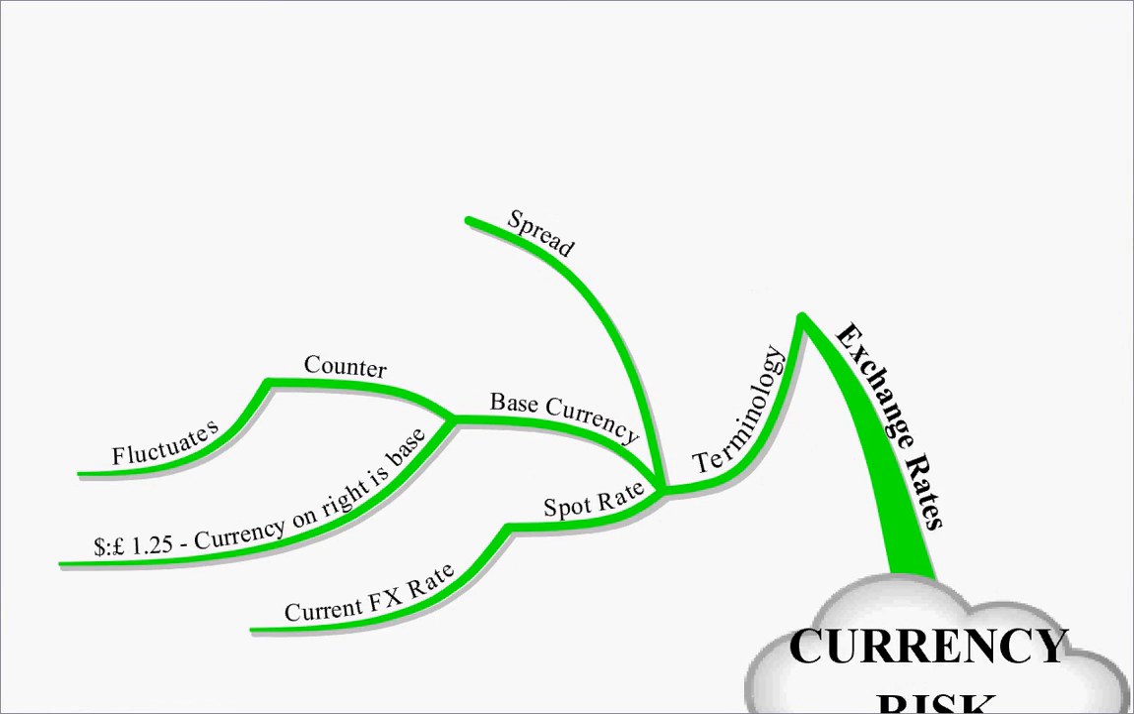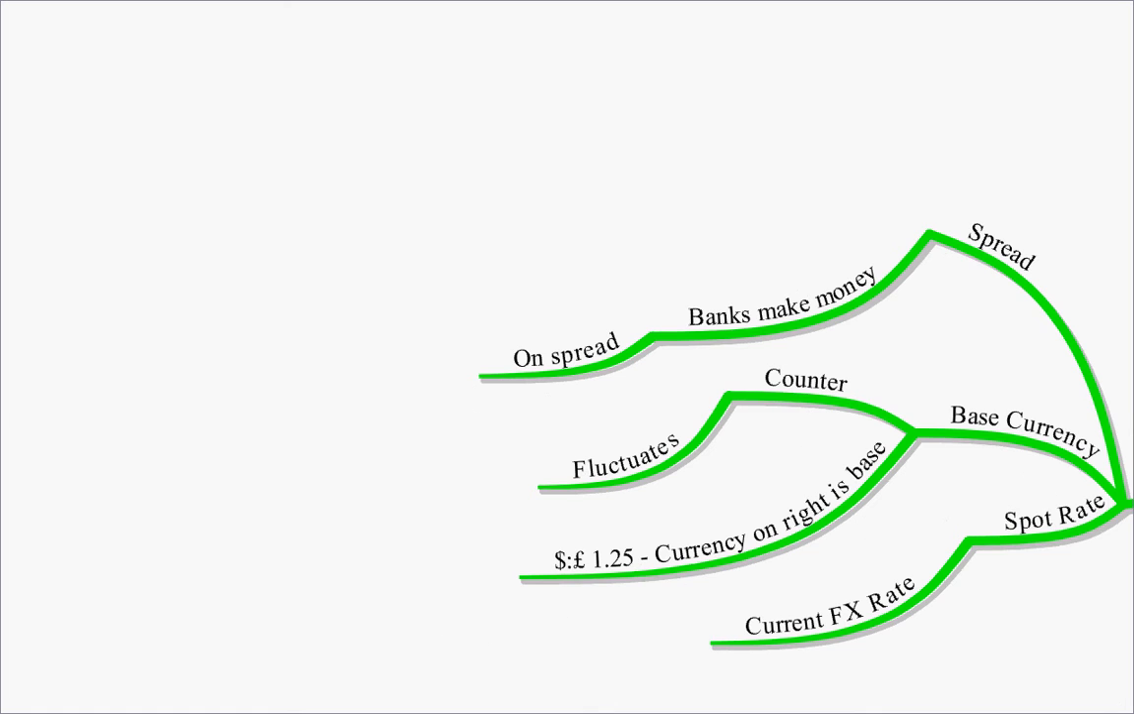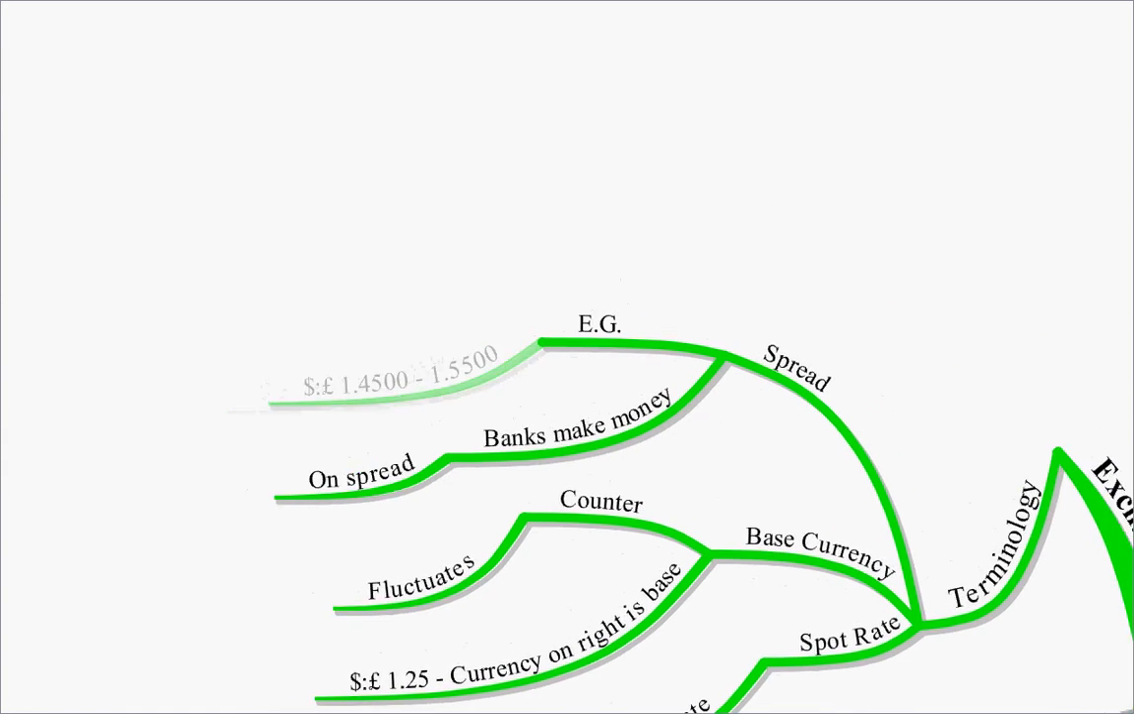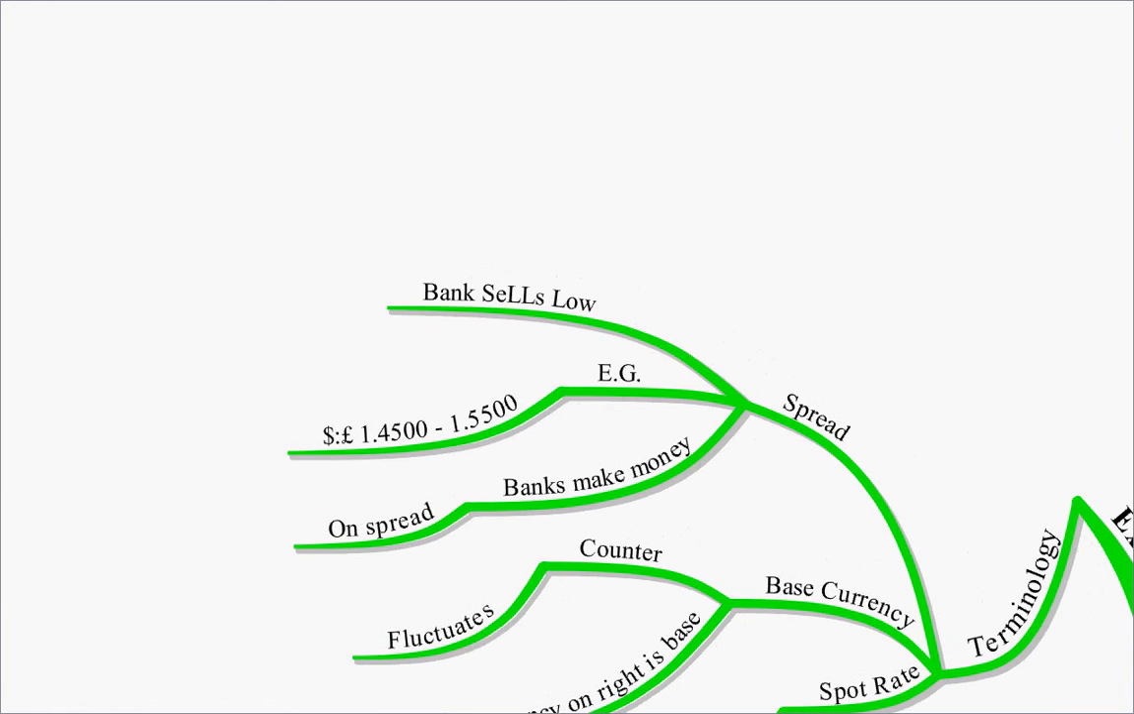The spread then, the spread is where the banks make their money. Okay, they make their money on the spread. For example, you'll be quoted a rate 1.45 to 1.55. Okay, that's the dollar pound rate. So $1.45 to $1.55. The bank sells low.